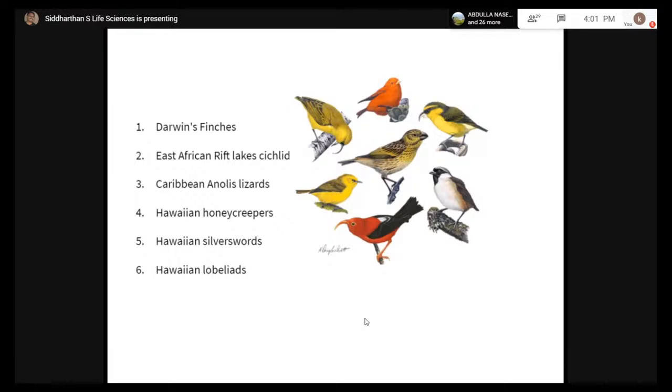Initially it was thought that there were six different lineages within these honeycreeper birds. But later genetic study proved that when the Hawaiian islands were formed, one of the birds from the mainland entered into this island. And since they found so many niches, they diversified into different kinds of body forms, because different kinds of foods were available.